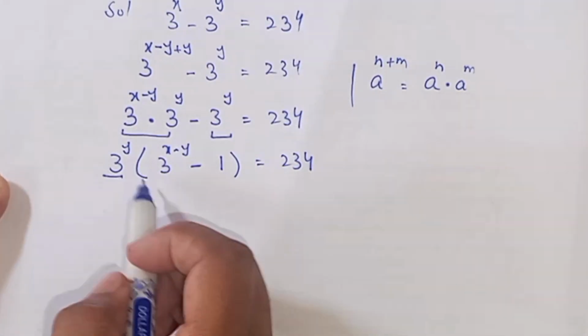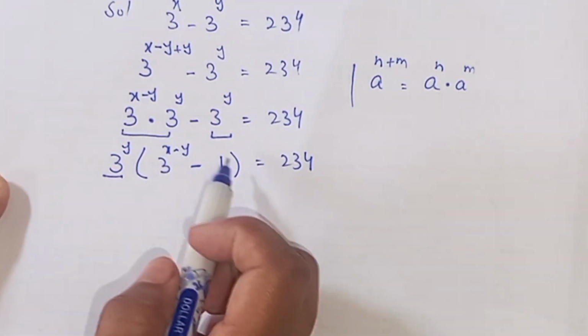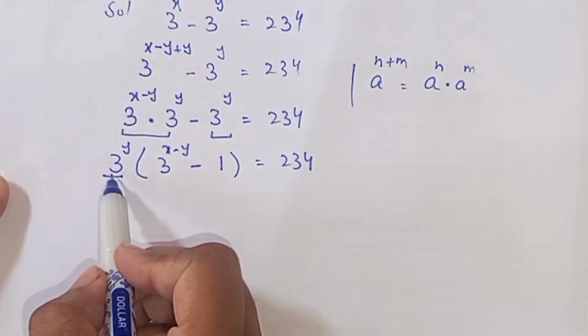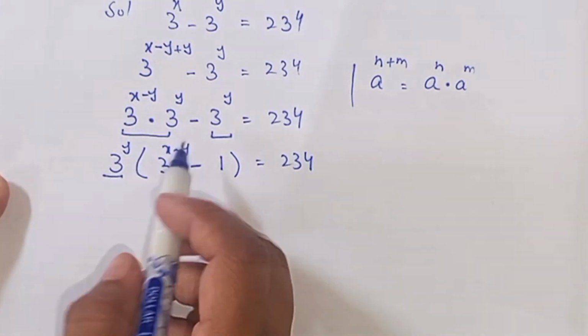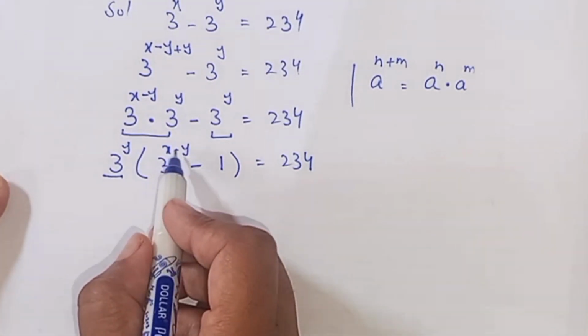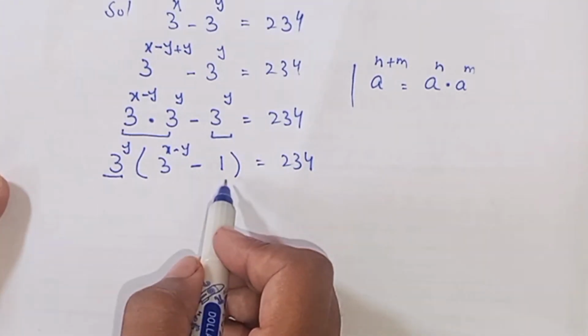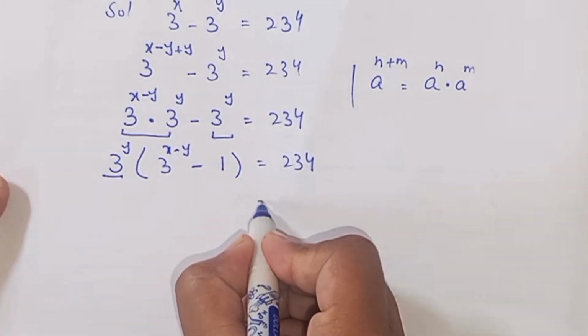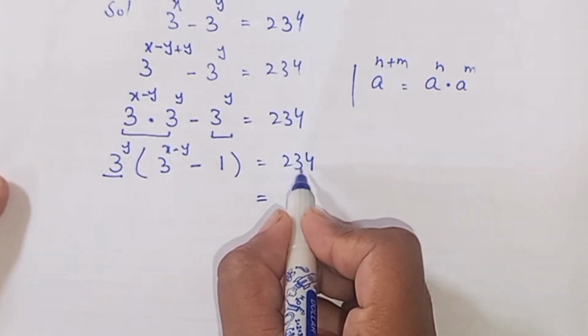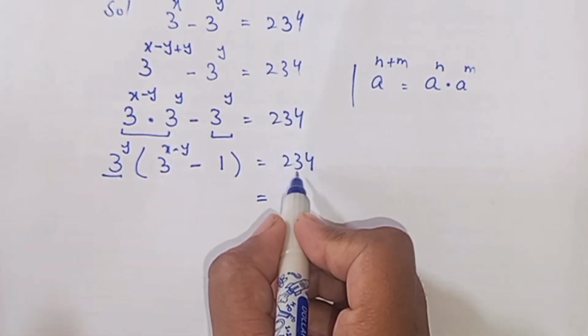Now look at the left hand side. The left hand side is a product of two values. The first value is 3 raised to the power y, and the second value is 3 raised to the power x minus y minus 1. So that is why we split this value 234 into two values.